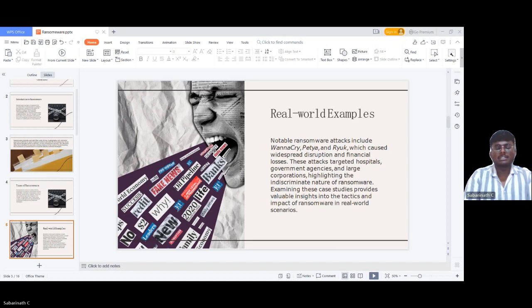DarkSide, which happened in 2021. DarkSide gained notoriety for its role in the Colonial Pipeline ransomware attack, causing disruption to fuel supplies on the US East Coast. This incident highlighted the potential impact of ransomware on critical infrastructure, leading to increased cybersecurity concerns.